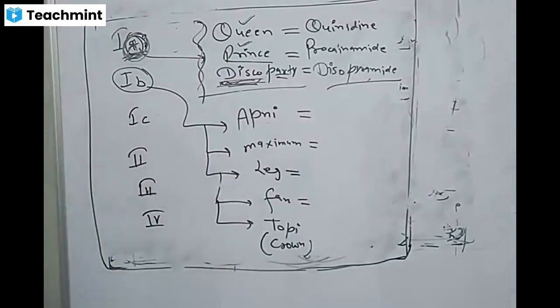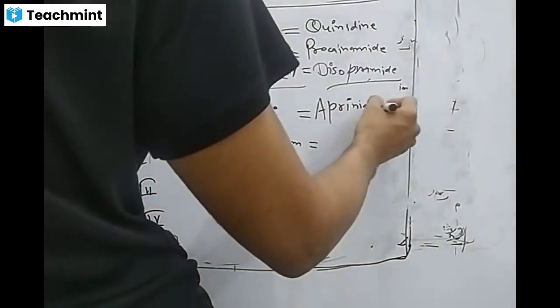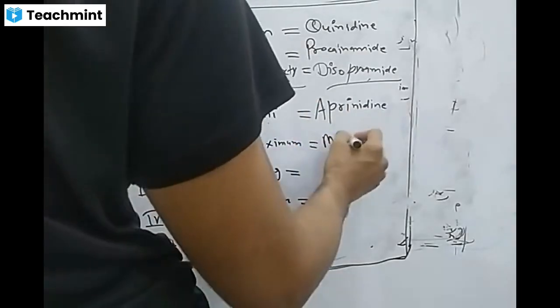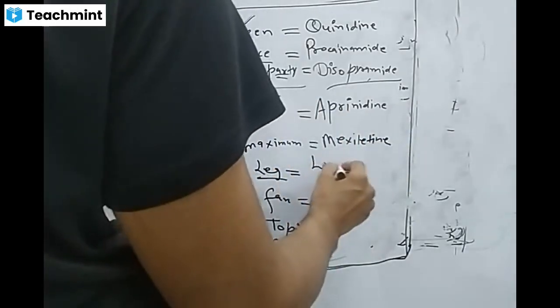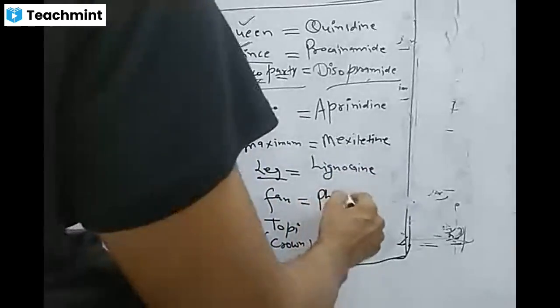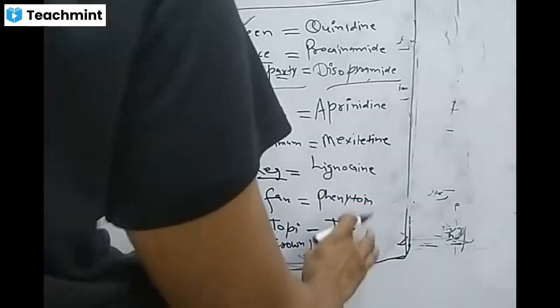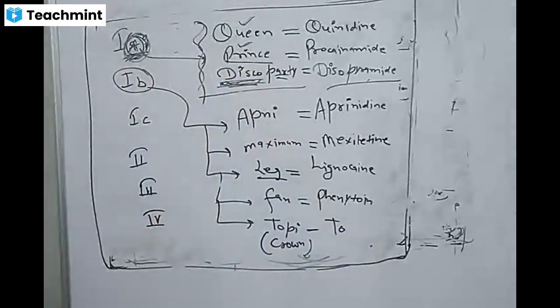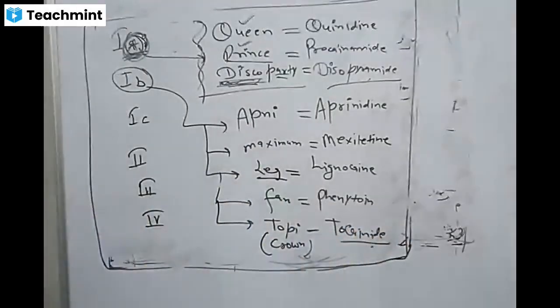So what is apni and what is maximum? Apni means aprenidine, and maximum means maxillatin. What is leg pressing? Your lignocaine. What is fan? Your phenytoin. Then what is topi? Your tokainide.